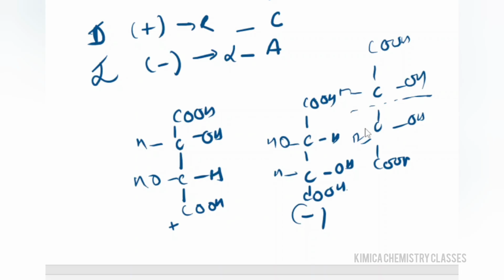Last one is resolution. Resolution means the separation of a racemic mixture into its two optically active components. That's it. So this is all about isomerism.